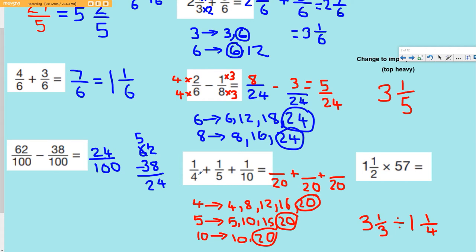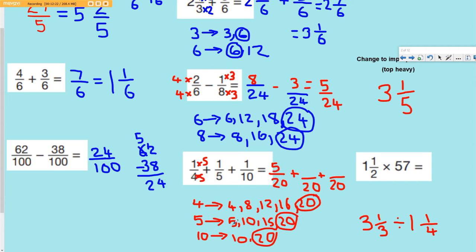So then, how do I get this 4 to become 20? 1, 2, 3, 4, 5. So we're going to times it by 5. An equivalent fraction, we're going to times it by 5, right? So that becomes 5.